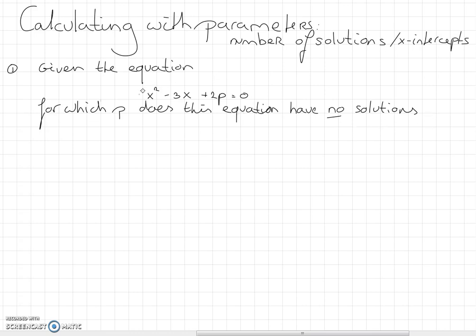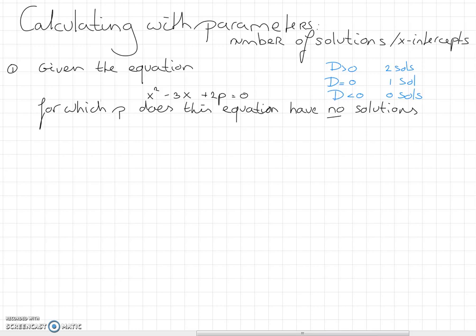Well, a quadratic equation such as this has two solutions for a discriminant larger than 0. For a discriminant equal to 0, it has one solution. And for a discriminant lower than 0, it has no solutions.